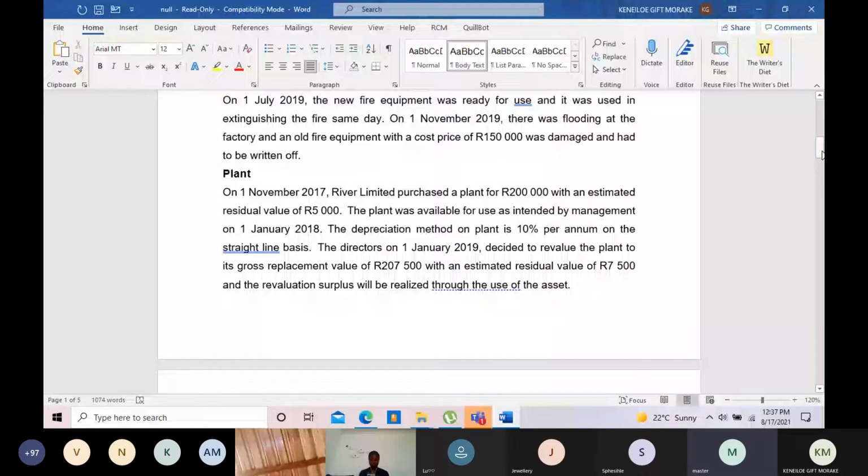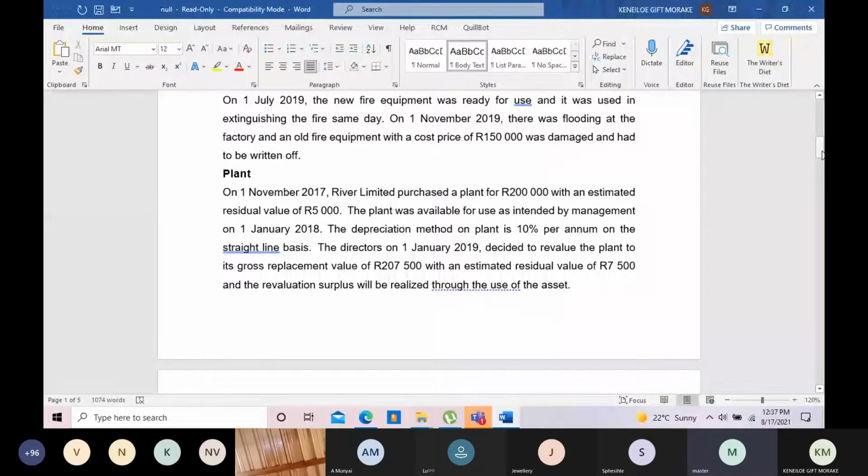So it will start working on this day. All right. So the following line says the depreciation method on the plant is 10%. So this plant is depreciated at 10% per annum on the straight line method as well. Meaning we apply the percentage of depreciation on cost for us to get the depreciation amount.